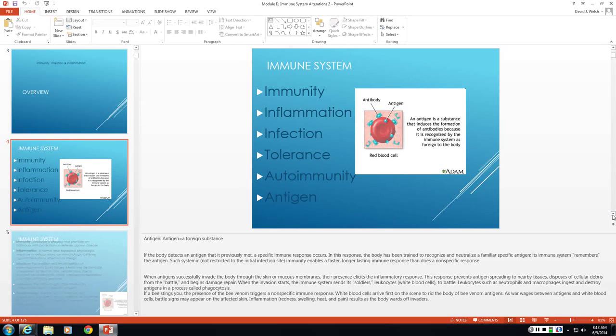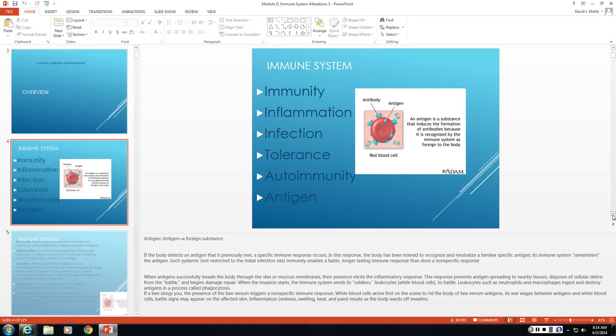Now, when the invasion starts, the immune system sends what we call its soldiers, which are leukocytes or white blood cells, to the battle. Now, leukocytes such as neutrophils and macrophages ingest and destroy the antigens, and this process is called phagocytosis. Now, if a bee stings you, the presence of the bee venom triggers a non-specific immune response. So white blood cells arrive first to the scene. They try to get rid of the venom antigens that are in the body.